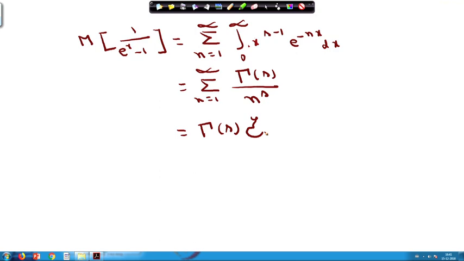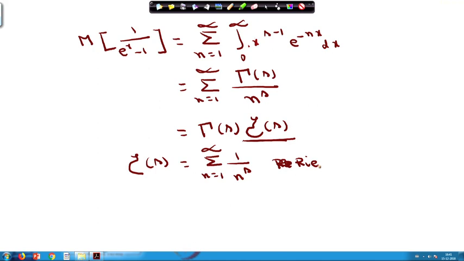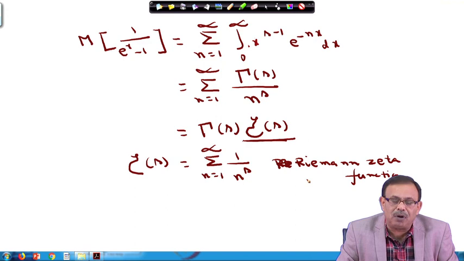Gamma s into zeta s, where zeta s is equal to summation n equals 1 to infinity 1 by n to the power s. This zeta s, we call it the famous Riemann zeta function. So, basically this is the famous Riemann zeta function. So, zeta s equals summation n equals 1 to infinity 1 by n to the power s, and this is the Riemann zeta function. Therefore, the Mellin transform of 1 by e to the power x minus 1 is gamma s into zeta s, where zeta s is nothing but the famous Riemann zeta function.